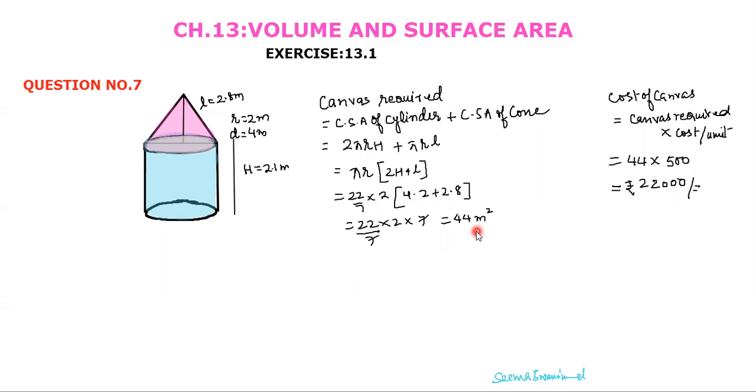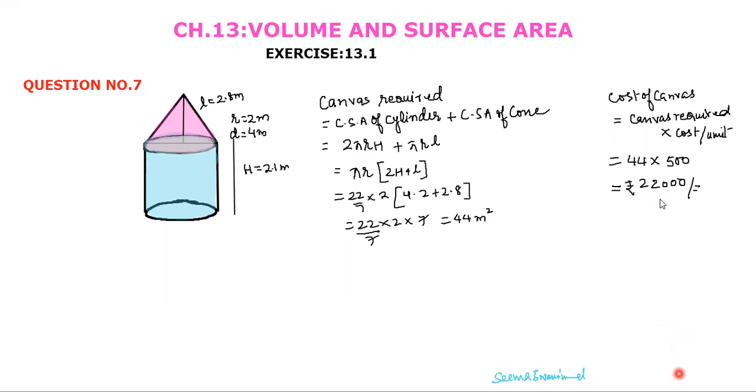Now he wants us to find out the cost of this canvas. The canvas is available at the rate of 500 rupees per meter square. So the cost of the canvas is canvas required multiplied by cost per unit. Per unit cost means the cost of 1 unit. 1 meter square is available for 500, so 44 meter square will cost 44 multiplied by 500. That will be 22,000 rupees. So a simple question. I hope you are able to understand it.